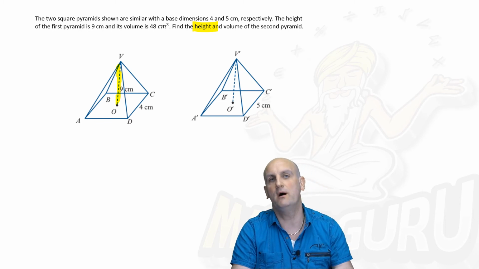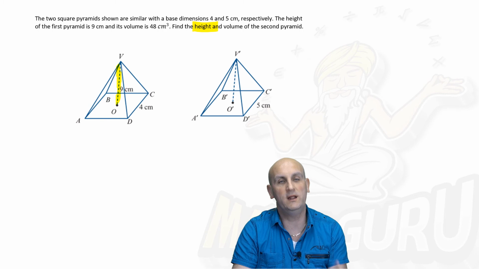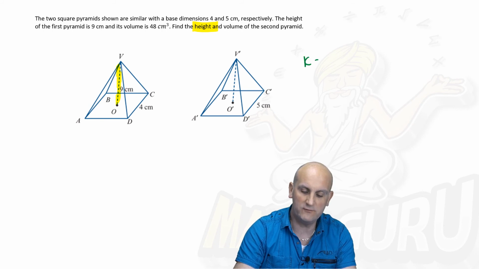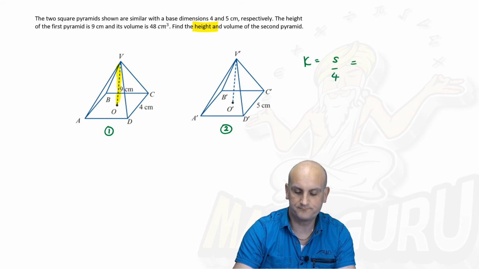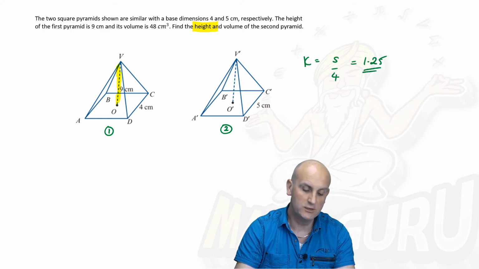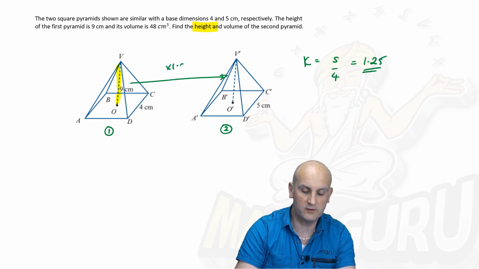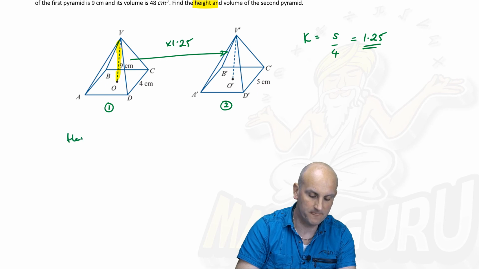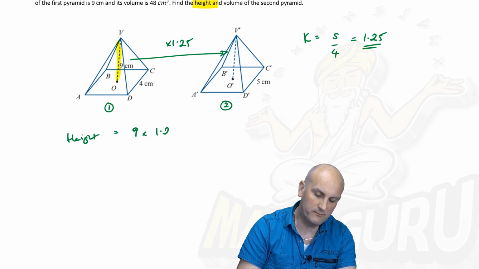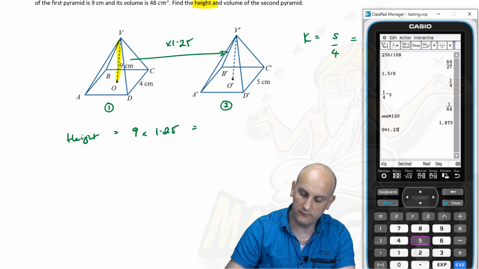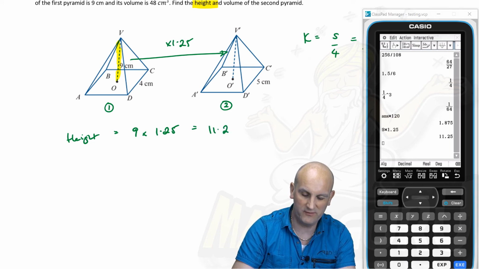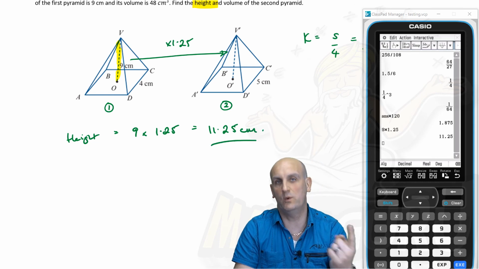When you're finding heights, remember heights are one-dimensional. They're going one way, and so all I needed to do was find my scale factor of enlargement and multiply it by my first height. So the scale factor of enlargement, my value of k here, this is my bigger shape. So this is shape 1, this is shape 2, right? Original or image or whatever. So we know that we got 5 on 4, which is 1.25. So there's my scale factor. So to go from this height to that height, I'm just going to multiply by 1.25. So the height is 9 times 1.25 equals 11.25 centimeters. Right? We only needed to multiply by k once because it was a length.